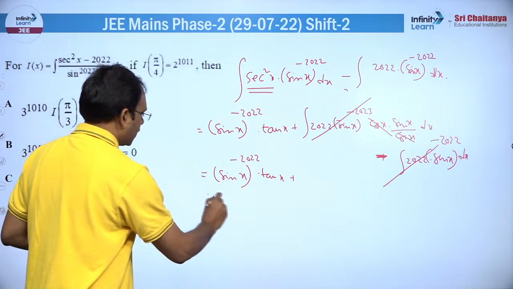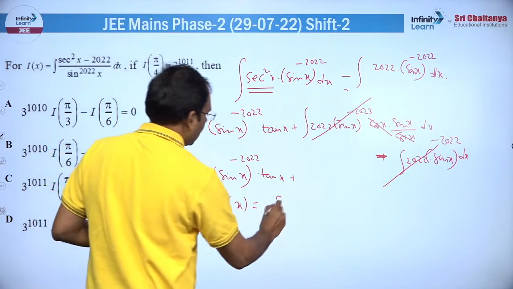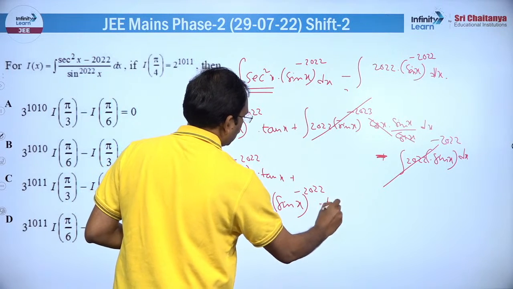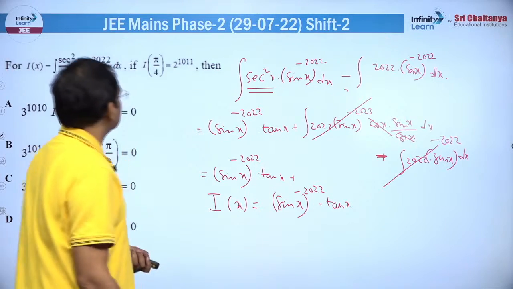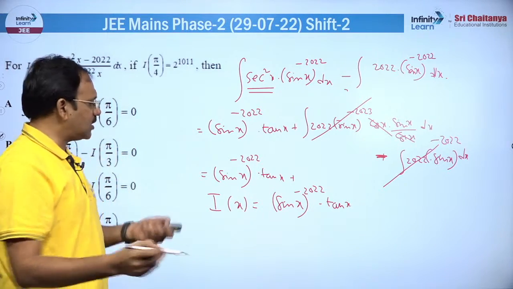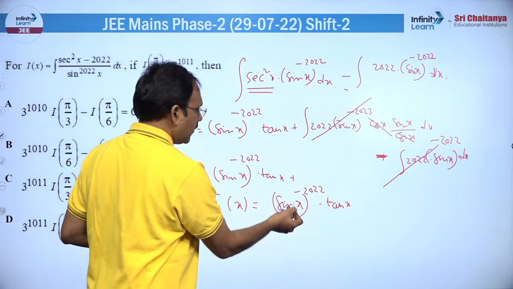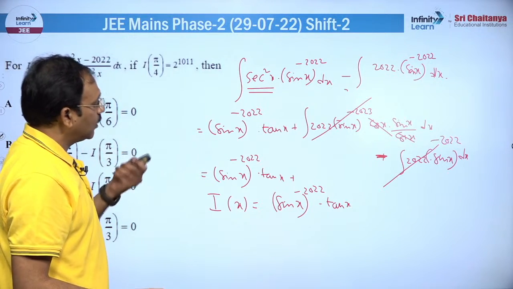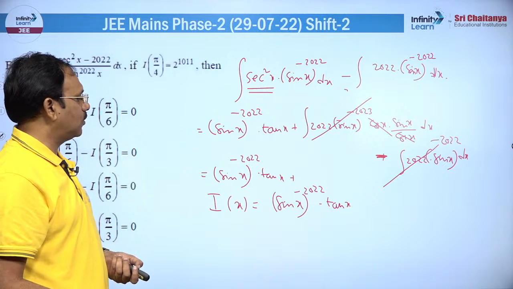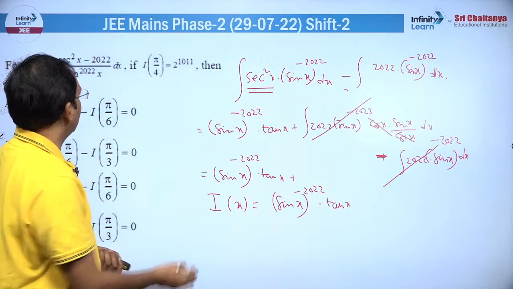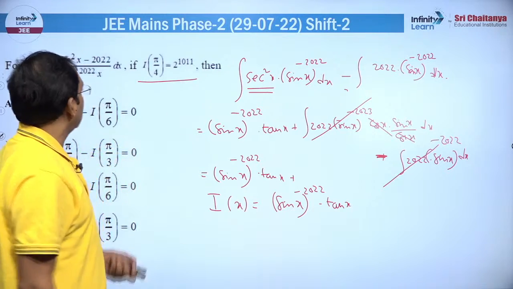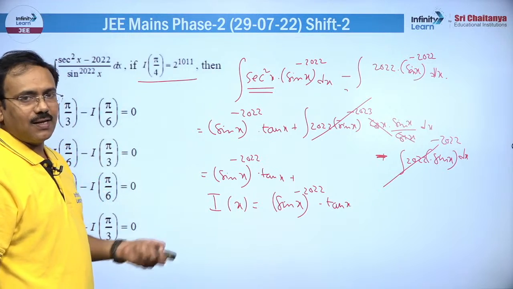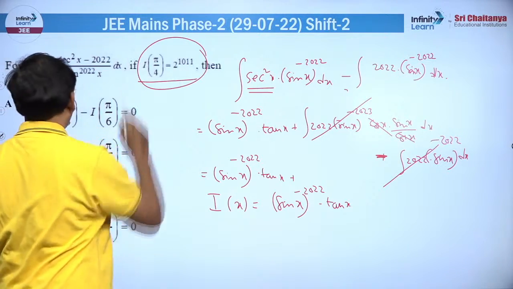This is I of x. Once you got it, you can find the answer comfortably: sin x to the power of minus 2022 into tan x. Now he is asking I of pi by 4. You just put pi by 4, my dear friends. This is 1, this is 1 by root 2 to the power of minus 2022, which means root 2 to the power 2022, that is 2 to the power 1011. Perfect. Correct. Then here the integration constant can be neglected. That is the meaning from the data he has given.